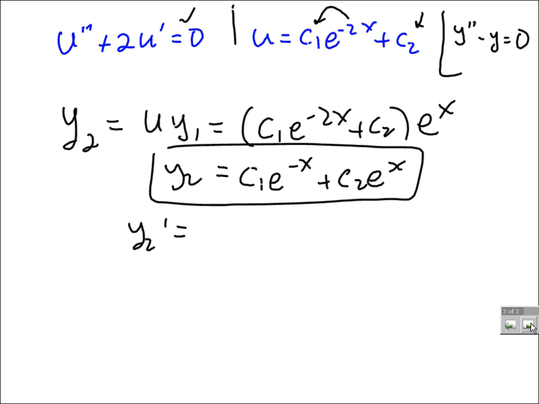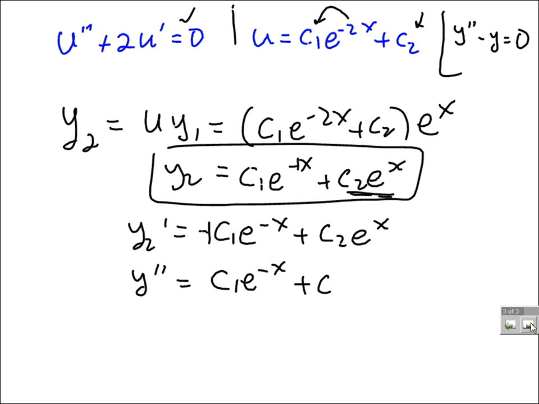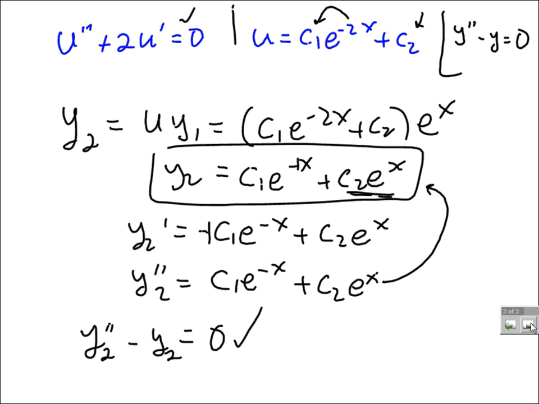Well, y2 prime will be negative, because there's an understood negative 1 there. It'll be negative 1 c1 e to the negative x plus c2 e to the x. That derivative doesn't change. The second derivative will be positive 1 c1 e to the negative x plus c2 e to the x. Well, if you notice, they're the same. So of course, y double prime minus y will equal 0. Okay, so the check wasn't bad.